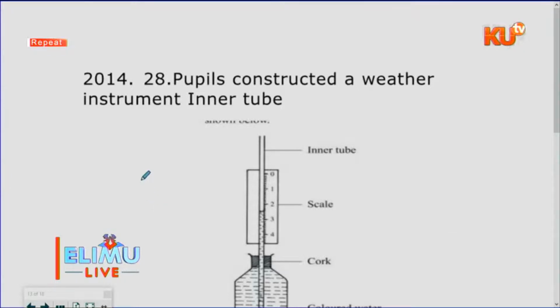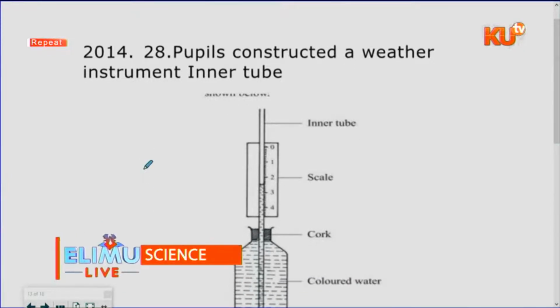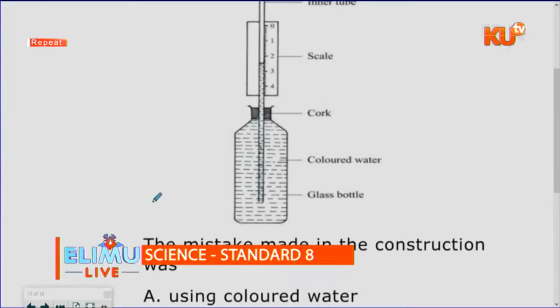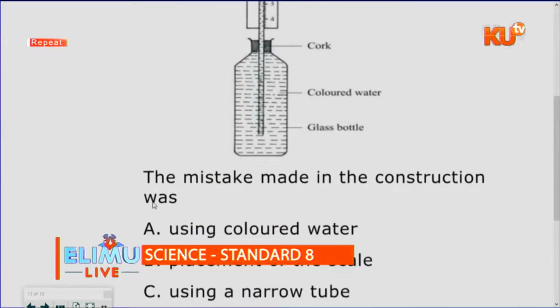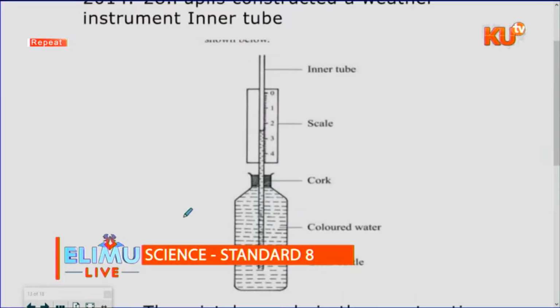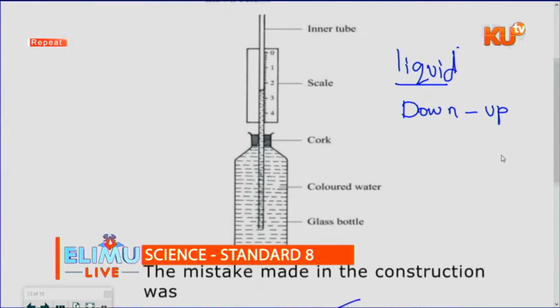2014, number 28, pupils constructed a weather instrument with an inner tube. So this is our last question. The mistake made in the construction was, now we look at colored water. Colored water cannot be a mistake. So this is a plus. Placement of the scale. We come and look at the scale. This is a liquid thermometer, and we said for a liquid thermometer, the scale should run from down to up. So when we look at our scale, it runs from up to down. So that is a mistake.